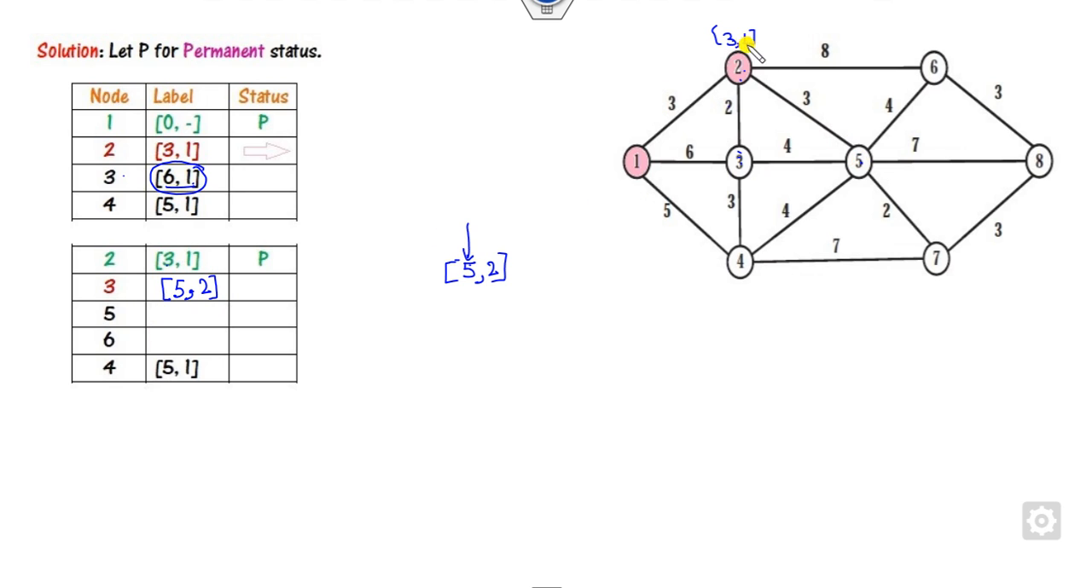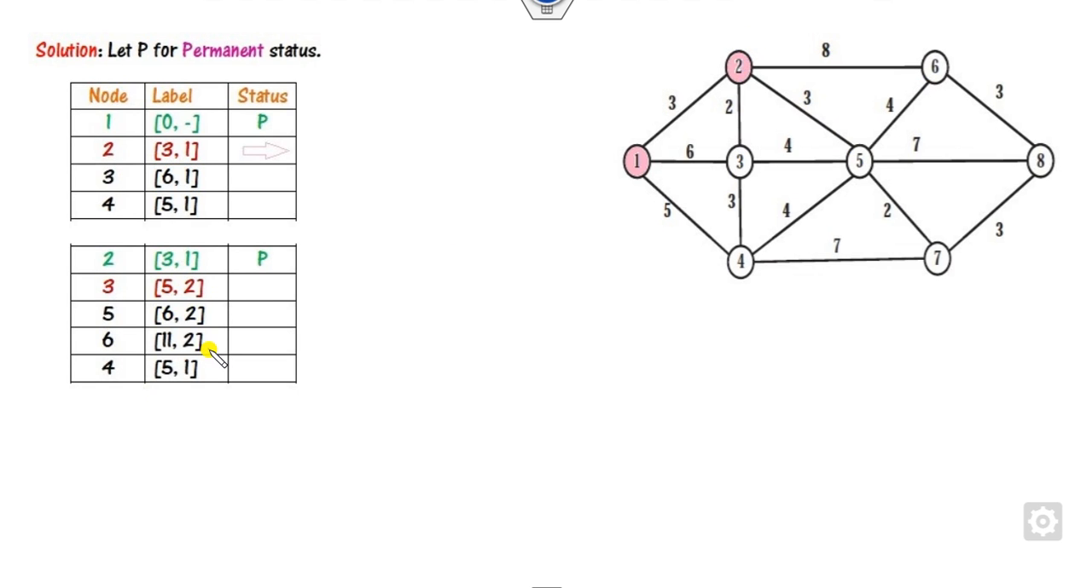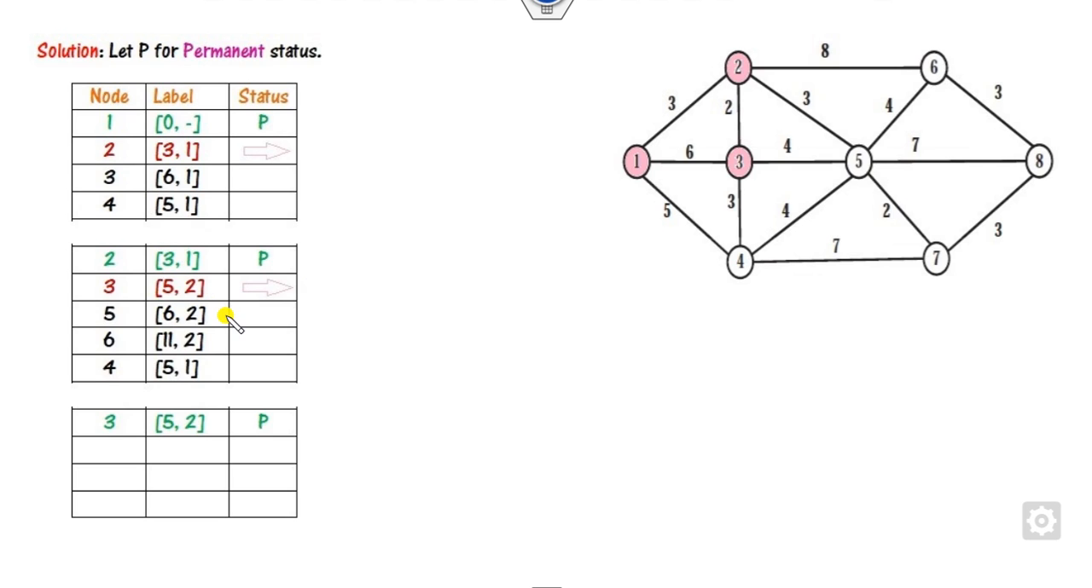What is the distance at 5? The previous value is 3, so 3 plus 3 is 6, from the distance of 2. And how can you reach the other one? This is 3 plus 8, which is 11. Which one is the minimum? You can see both are the minimum, so you can take any one of them. Let's say I make this 3 permanent, so I can start from here with 3 as permanent.